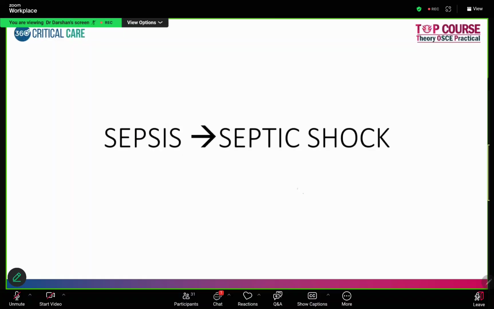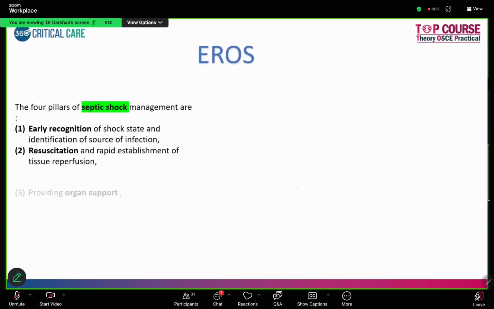So till now we have been talking about sepsis, and in the later slides you looked at patients not responding to fluid therapy, requiring vasopressors. Whenever they go into such a state, as per definition, it will be converted to septic shock, right? So what do we do in patients with septic shock?